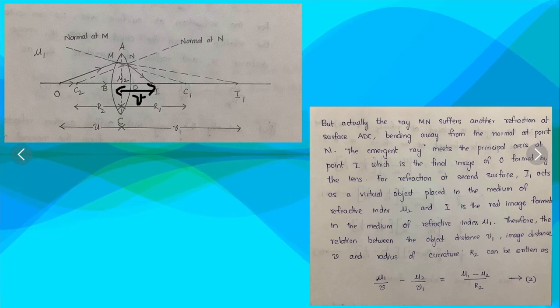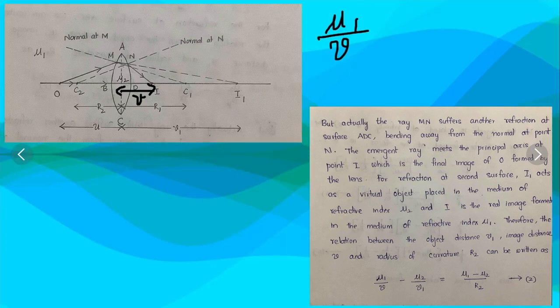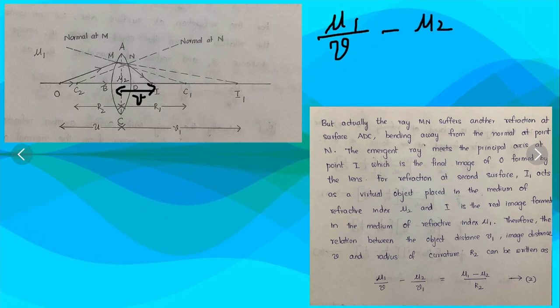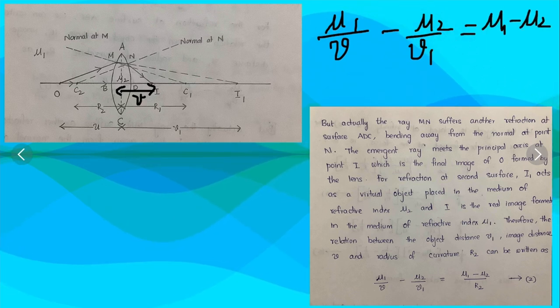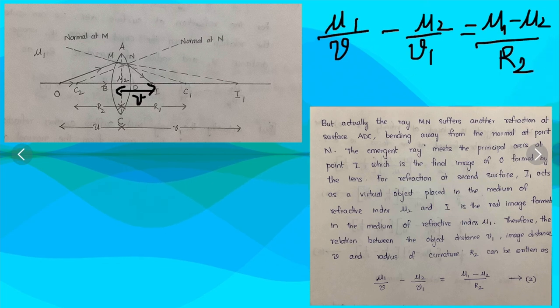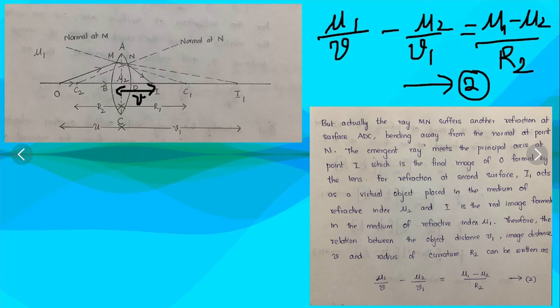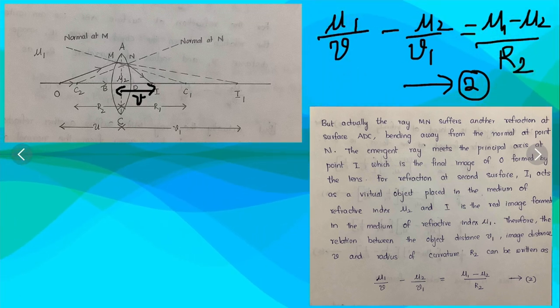Let us substitute these values in our previous equation. μ1/V − μ2/V1 = (μ1 − μ2)/R2. Let it be equation number 2. This equation we got with respect to the second surface ADC. So V is the image distance. Now let us continue.